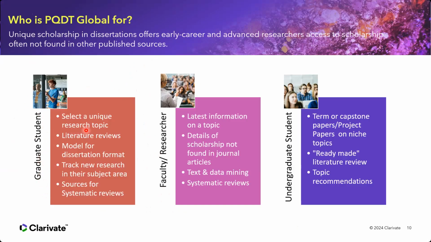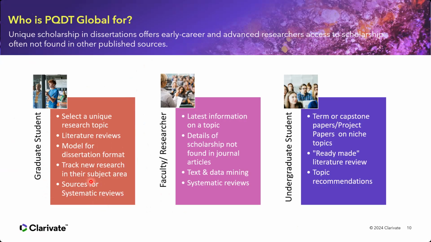This is how graduate students can use it. You can select a unique research topic. You can see an example of how the literature review was included in that paper. It's basically a model for your dissertation format. And most importantly, it can also be a source for your systematic review. Some of you, if you're doing your postgraduate studies, probably want to do a systematic review.